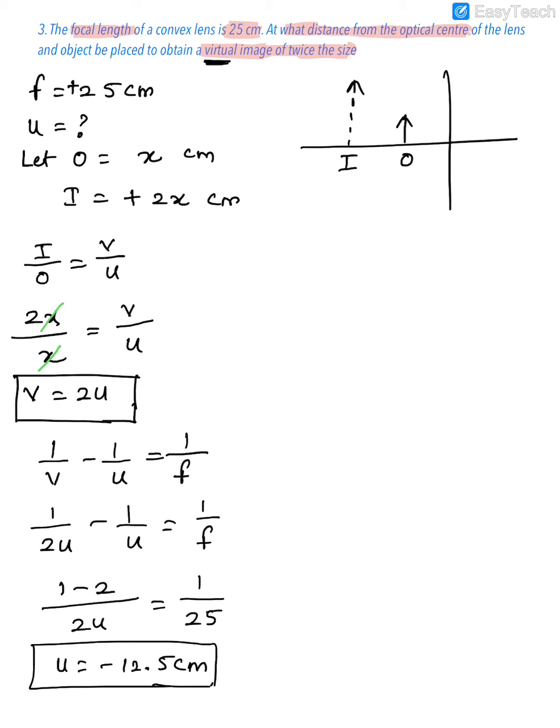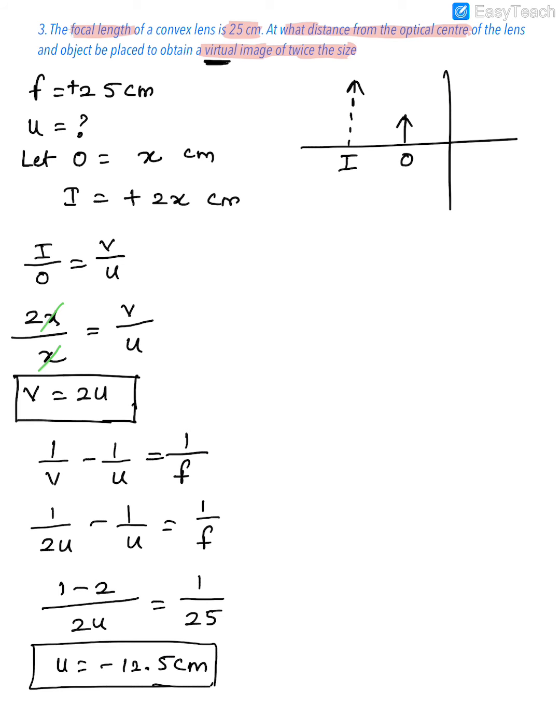U is equal to minus 12.5 centimeter. So what does it mean? Where is the object placed? It is placed 12.5 centimeter in front of the lens. So remember, that's your final answer statement. What is your final answer statement? The final answer statement will be what?